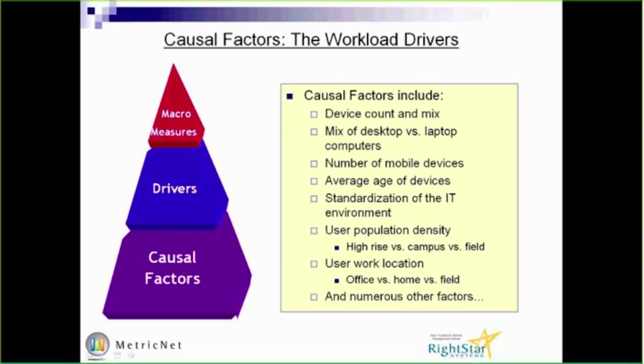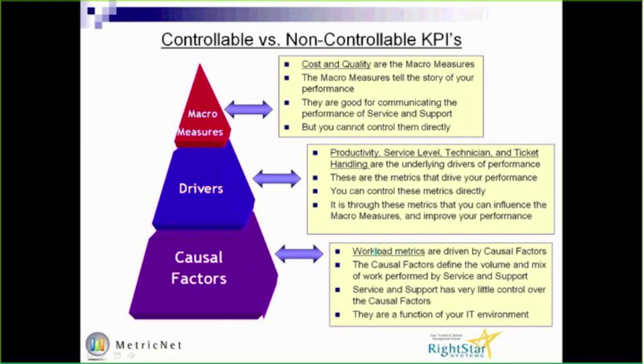The number of mobile devices, the age of the devices, and your refresh cycle, the extent to which you have standardized or locked down your environment or virtualized your environment, your population density. If you're serving a high-rise population, your travel time per ticket is low. If you're serving a campus or field environment, your travel time per ticket is quite high. Where the users work will impact all of this, and so there is no such thing as the right ratio of technicians to end users. It just doesn't work that way.